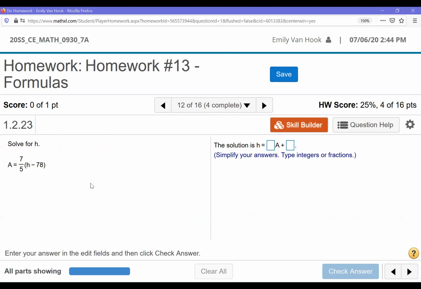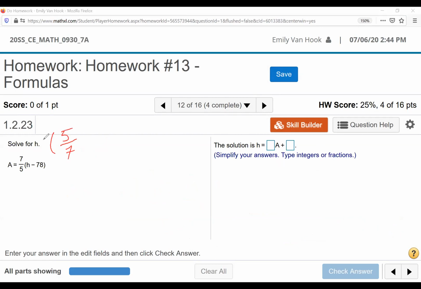All right, number 12, this is similar to something we did in our notes, where we multiplied both sides by the reciprocal. Oh, and I see a little fill in the blank here. Let's do this one. It's A equals 7/5 parentheses H minus 78. Let's solve for H. Let's start by multiplying both sides by the reciprocal of that 7/5, which means we're multiplying both sides by 5/7. The 5/7 times 7/5 is equal to 1, so I'm just canceling them out. All we're left with is just H minus 78 on the right side. Meanwhile, on the left side is 5/7 A.